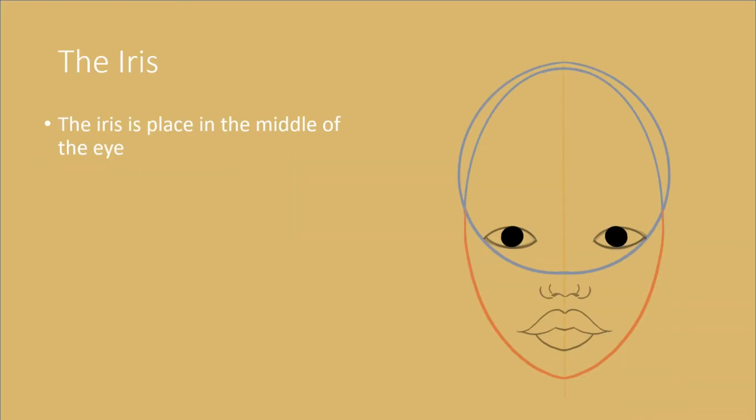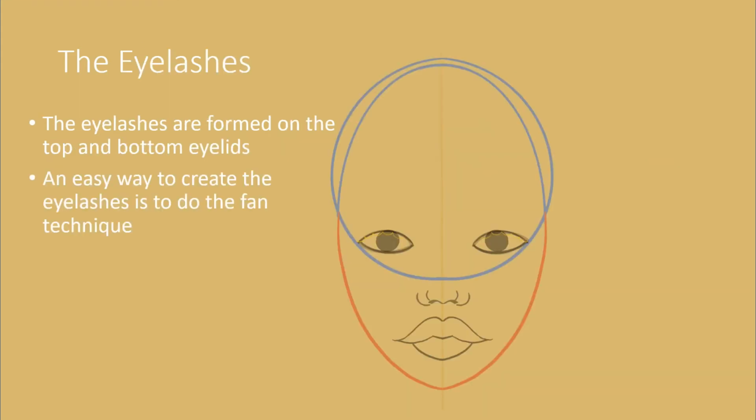And then once you're done with the lips, you can draw the iris. Typically the irises fall in the middle of the face, but that can change just depending on the head angle. And then you can create the eyelashes, and I typically like to draw my eyelashes out using what I call a fan technique, as you can see in the illustration shown here. And here is just another illustration, a more close-up of that fan technique.